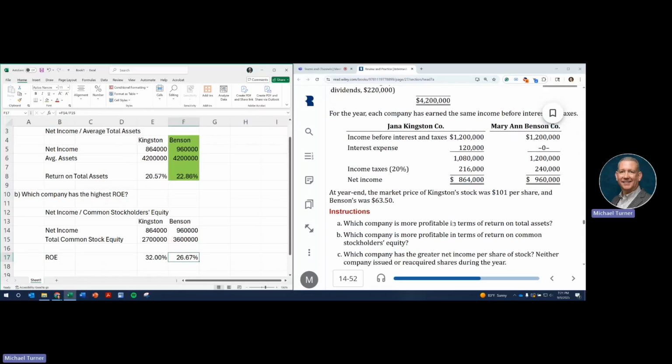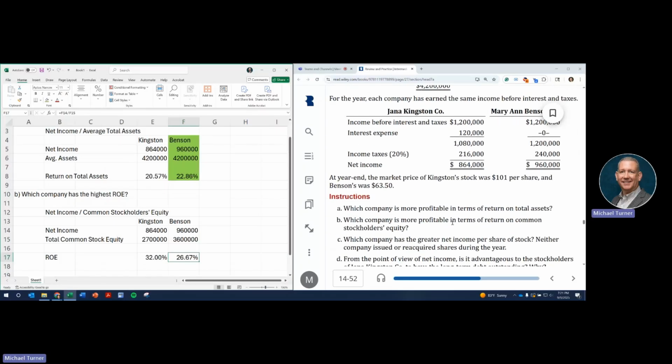The problem is asking us which company is more profitable in terms of return on common stockholders' equity. So in this case, we switch to Kingston because theirs is a greater return on common stockholders' equity.